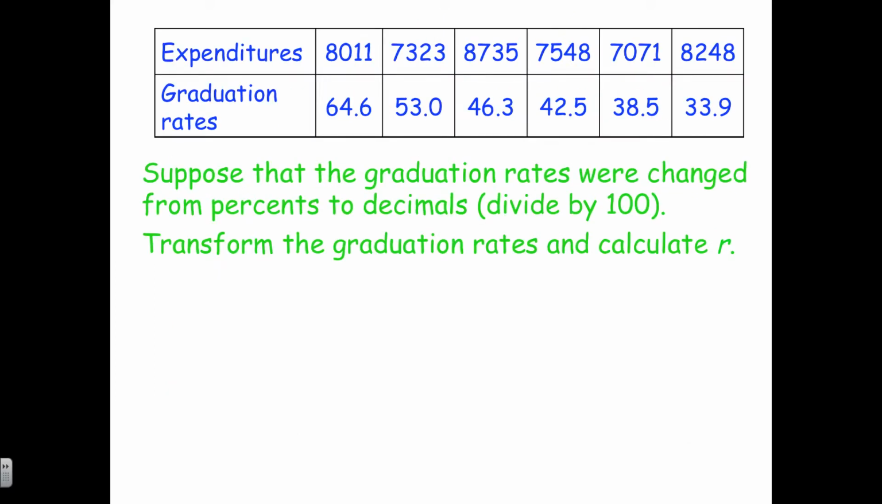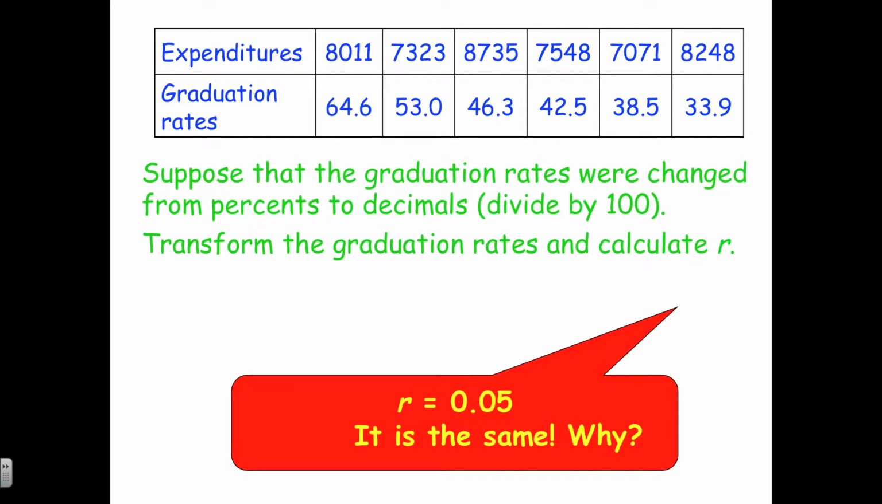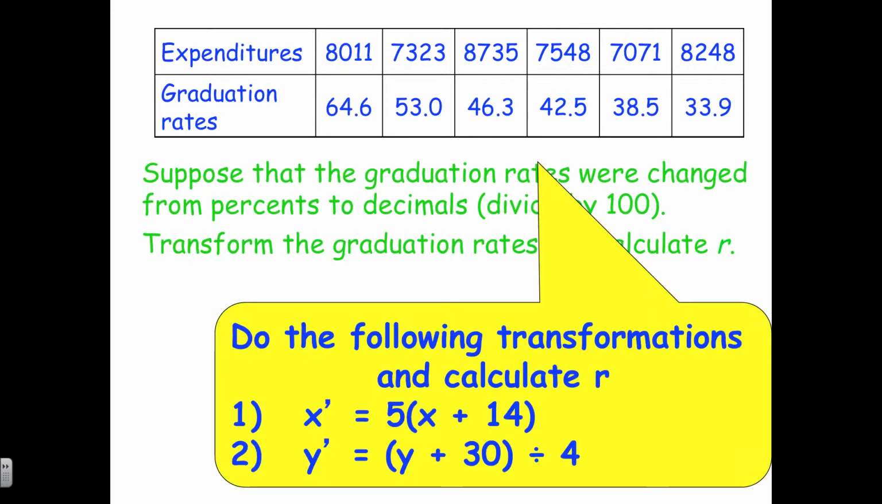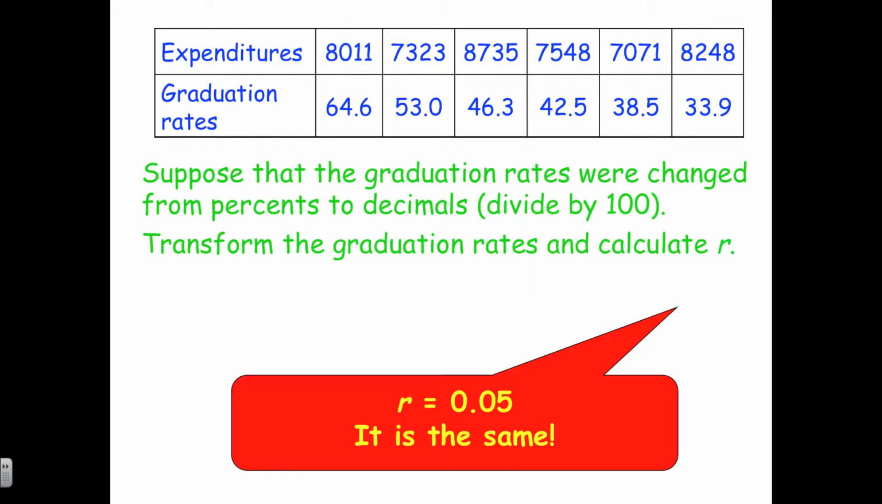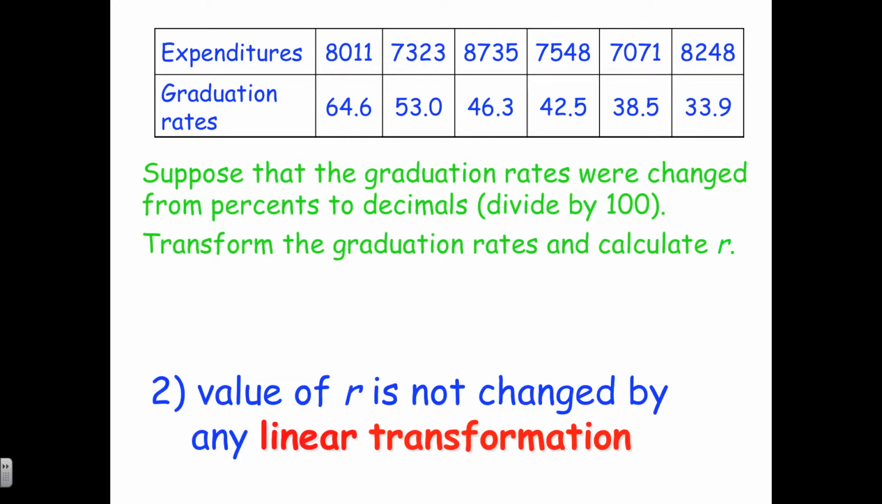If I changed those graduation rates from percents to decimals, I want to transform the graduation rates and calculate R. And R is still the same. Why is that? Well, pause, think about it, come back. If you do those transformations and calculate R, the z-scores are going to be the same. Okay? Value of R isn't changed by any linear transformation to your data.